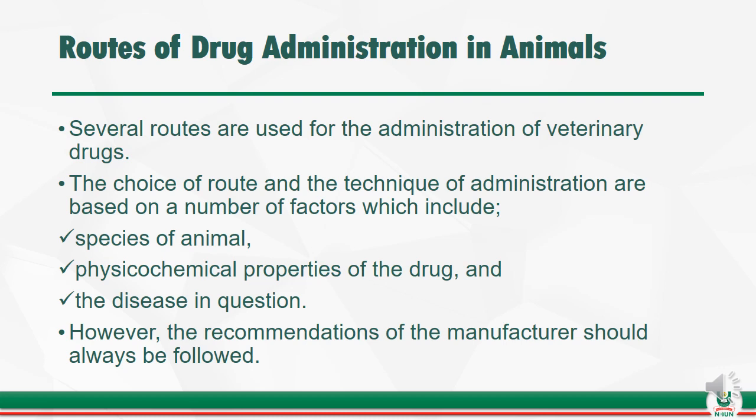Now, let's start with the routes of drug administration in animals. There are several routes of drug administration used in veterinary drug administration. The choice of the route and the technique of administration are usually based on a number of factors, which include the species of animal, physical-chemical properties of the drug, and the disease in question. However, you must always follow the manufacturer's recommendation. Very, very important. That is a drug manufacturer's recommendation.